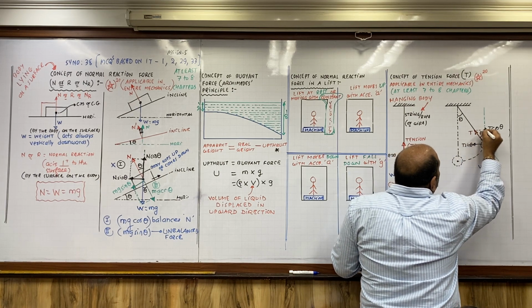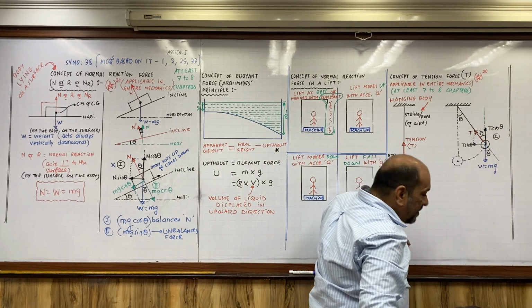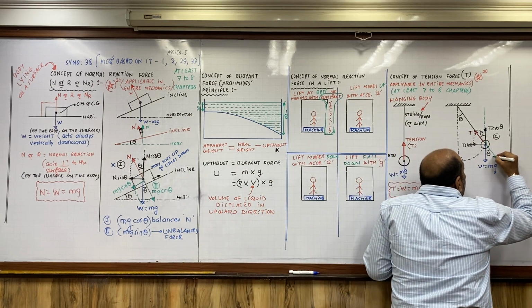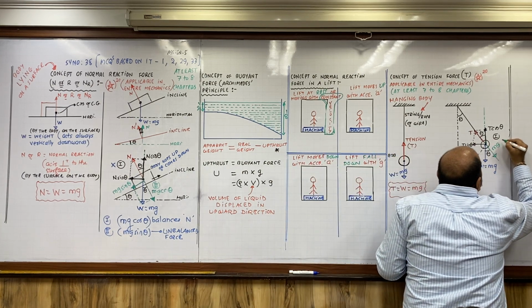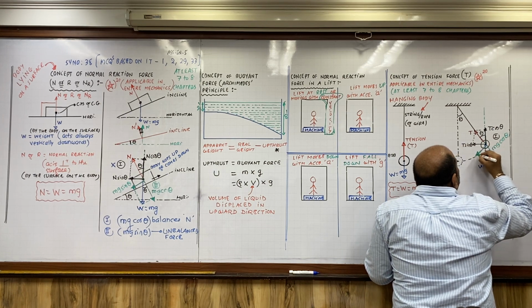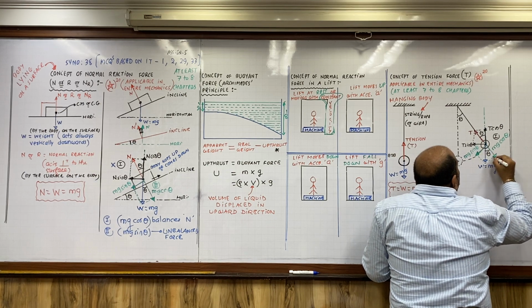मेरे पास एक parallelogram बना. Let me label this as parallelogram number 1. Parallelogram number 2. This is mg cos theta. Do you agree with me, students? And this is mg sin theta. Do you agree with me? ये मेरे पास दूसरा parallelogram हो गया.